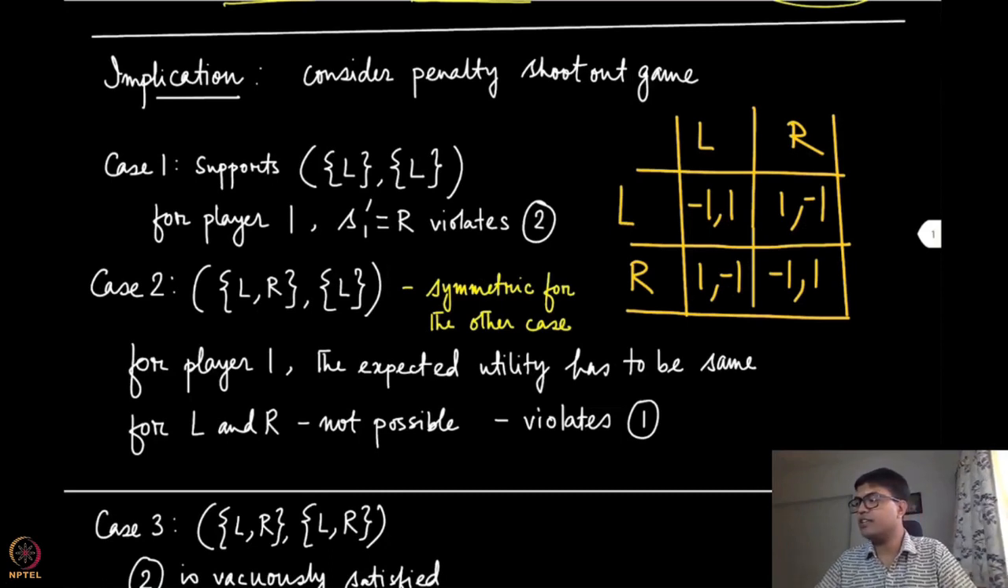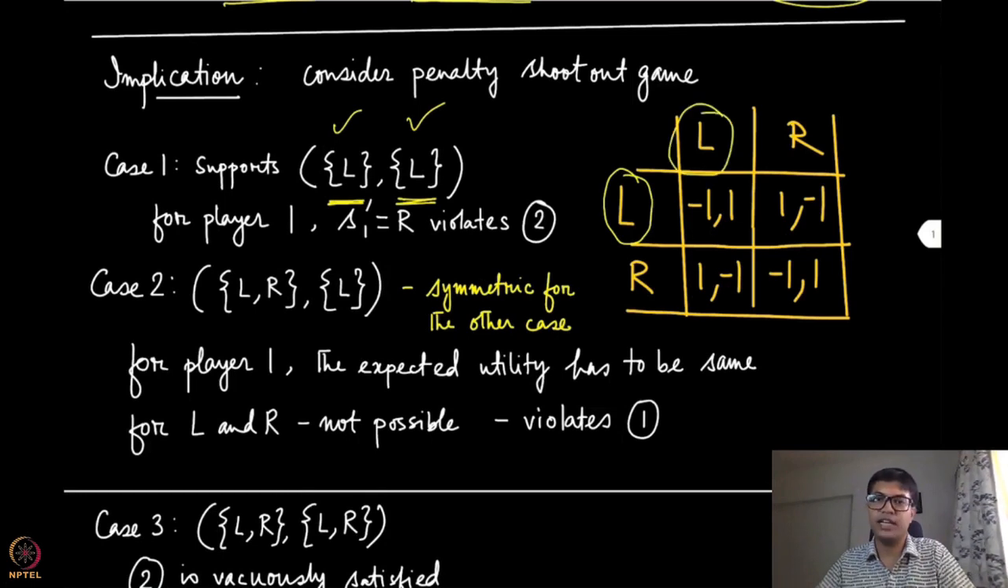So let us look at the first support profile where both players have L and L. By this I mean that the support of the first player is L and the support of the second player is L. That means the first player is putting all its mass on L, and the second player is putting all its probability mass on L. Now this is definitely violating the second condition of this necessary and sufficient condition.